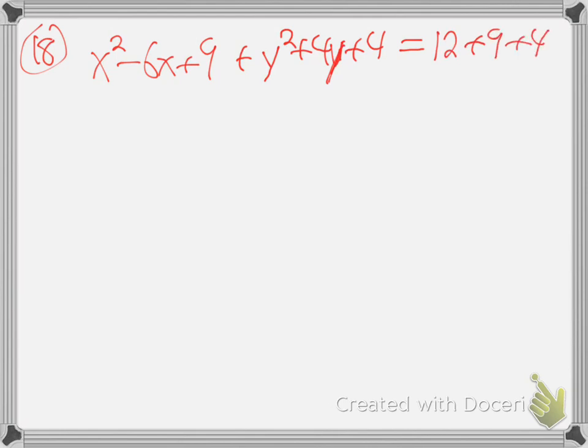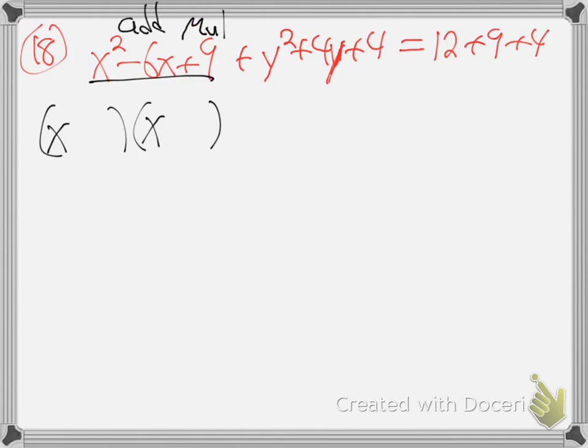Okay, now, these three are guaranteed to factor. That's why we do this. X is in the front. What two numbers multiply to be 9? What times what is 9? 3 and 3. How do they make negative 6? Both negative. Make them add to be negative 6. Two negatives multiply to be positive.